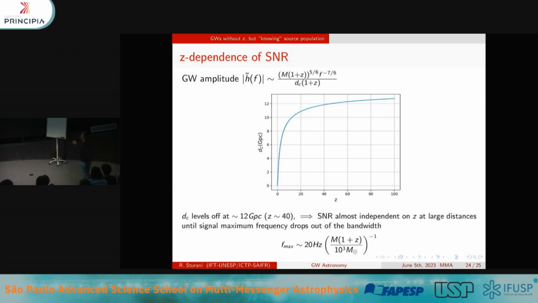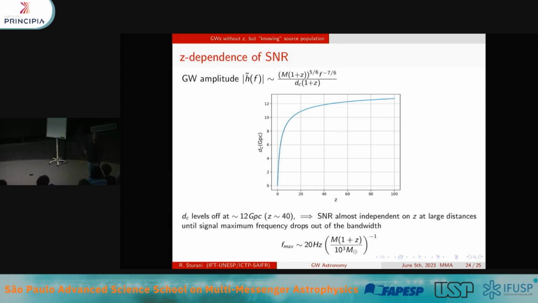Look at what happens when you go to higher redshift. The luminosity distance goes as the coordinate distance times 1 plus z. The measured mass goes as the mass times 1 plus z. Since this is to the power of 5/6, basically the redshift dependence in the amplitude drops. So it's not true that when you put your object farther away, the amplitude decreases. It decreases only as (1+z) to the -1/6, which is very mild.